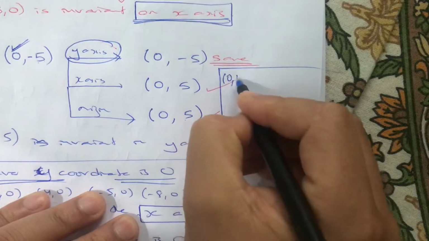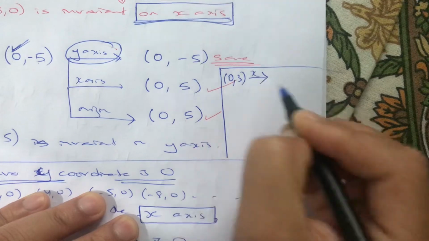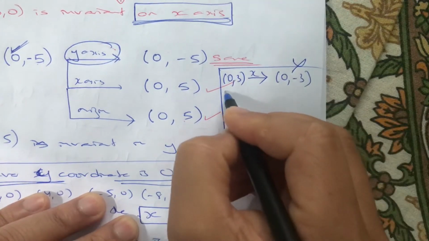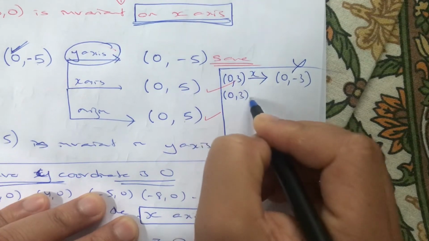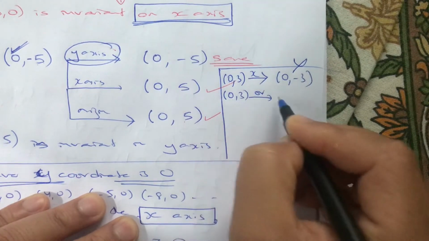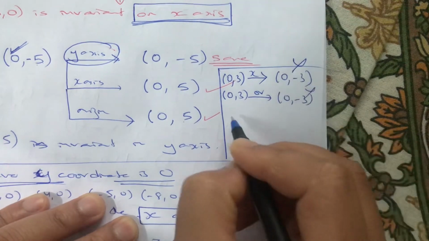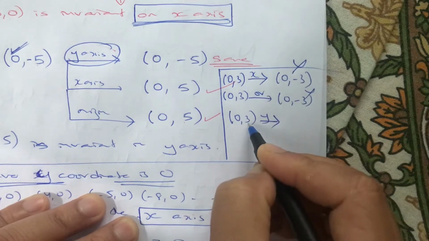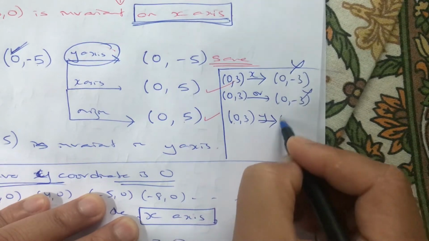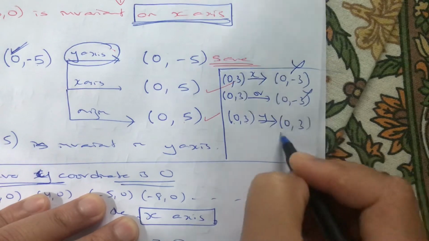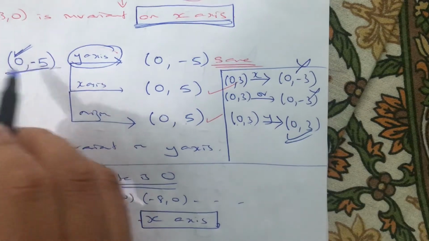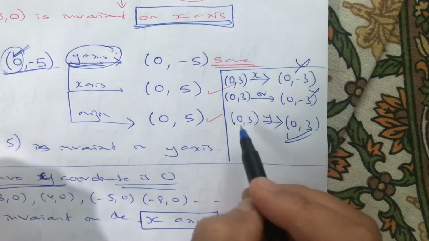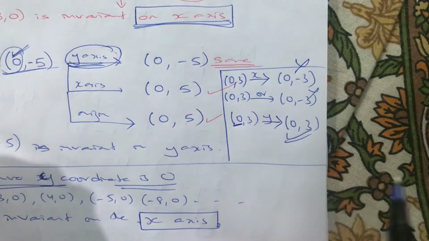So if I take 0 comma 3, if I reflect this in the x-axis, what will happen? X same, y changes, so I'll get 0 comma minus 3, not invariant. Same thing if I take it in the origin, the sign of both changes, 0 comma minus 3, again not invariant. But if I take 0 comma 3 and reflect it in the y-axis, what is happening? Y same, x changes, so x is 0 as it is, y also same, so now it is invariant. So if you check, this had your x 0, it was invariant in the y-axis. This also has your x 0, again it is invariant in the y-axis.